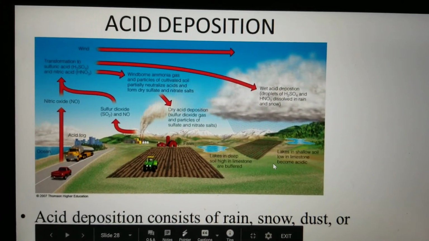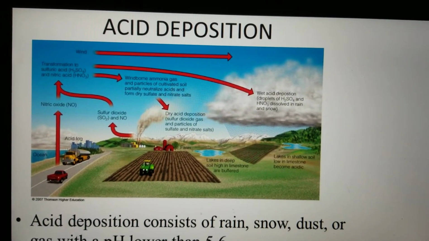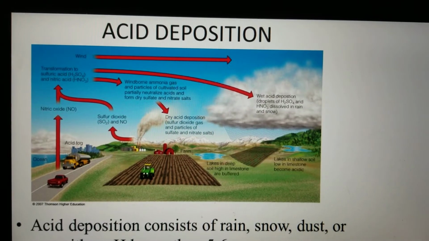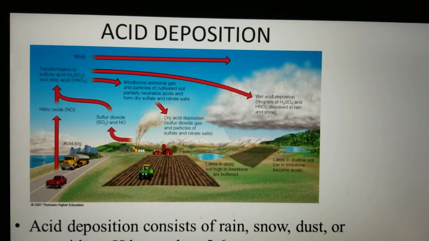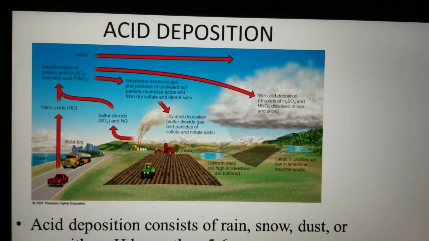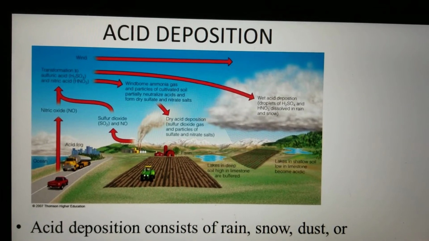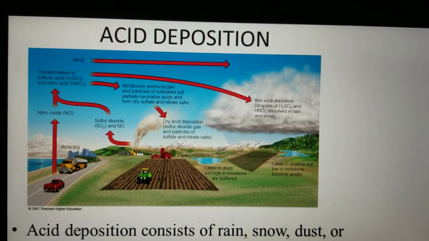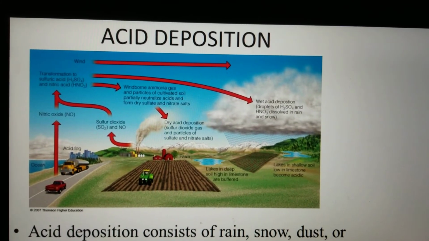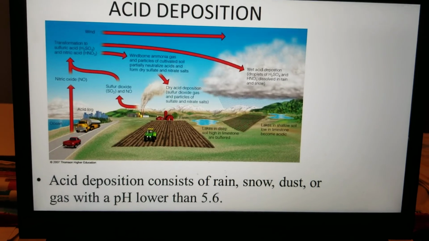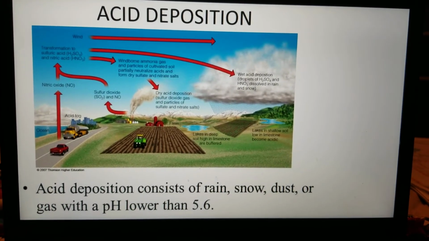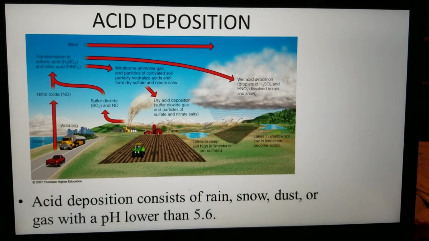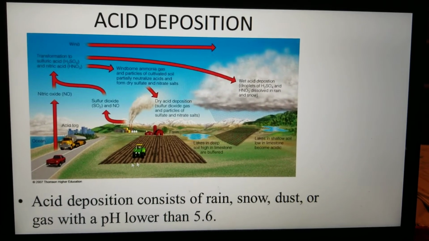This chart I want you guys to study, and it basically discusses how acid deposition, how acid rain, how pollution affects ecology, how it affects the earth, how it affects plant life, how it affects wildlife in waters like lakes and rivers. And so acid deposition consists of rain, snow, dust, or gas with a pH lower than 5.6. So make sure you guys study that.